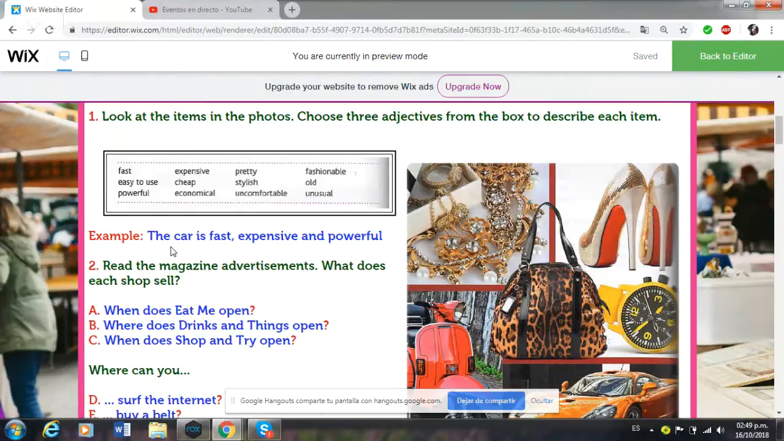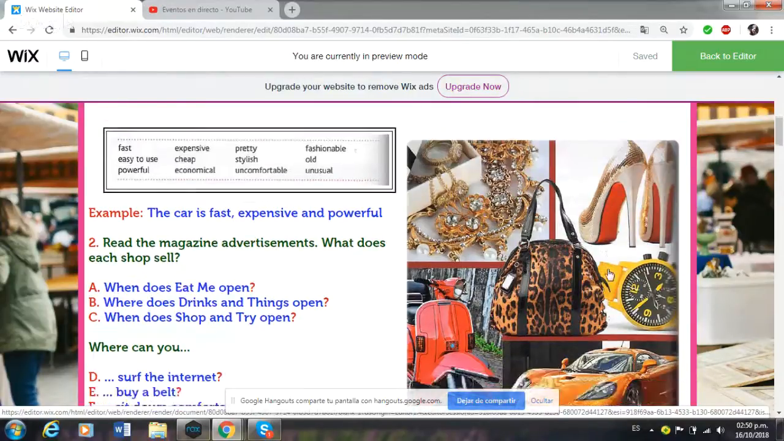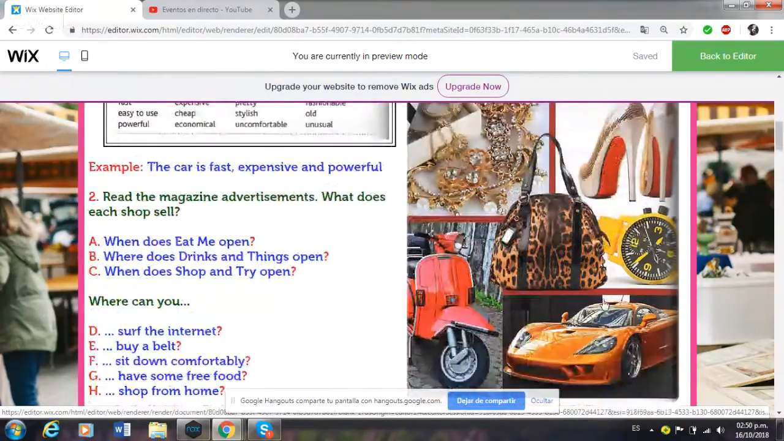The car is fast, expensive, and powerful. An example. As you can see, here there are 3 adjectives from the box: fast, expensive, and powerful. It's very important that you use 3 adjectives to describe each one of these items. In this example we talk about this car. And now it's your turn.